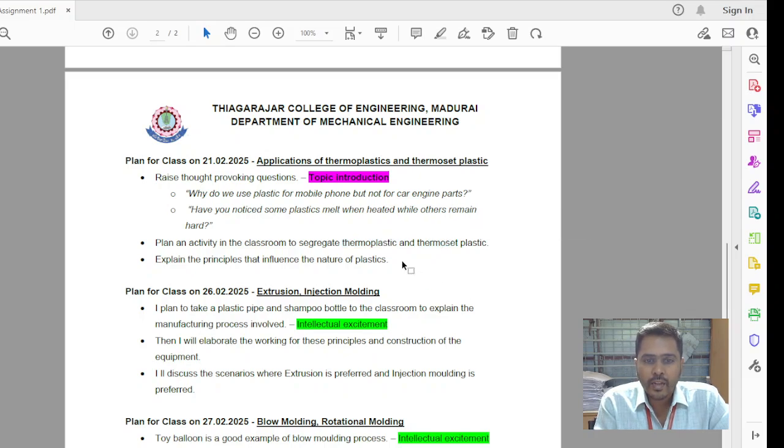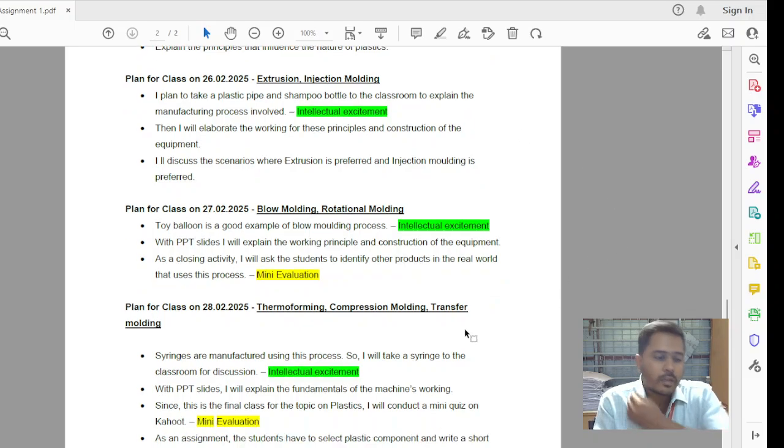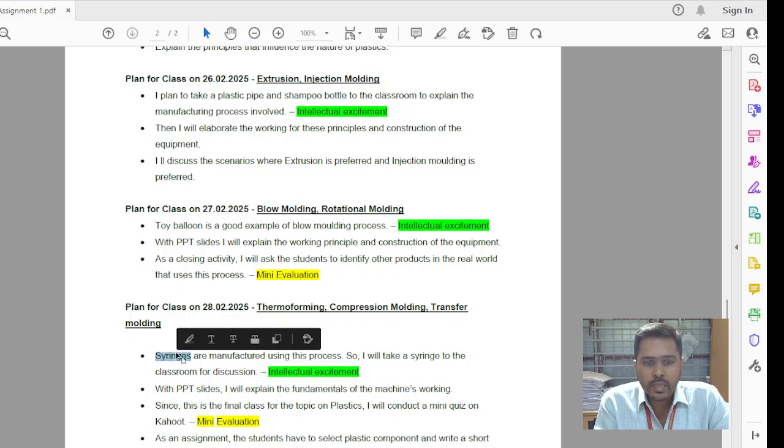This way they will get a clear understanding, and in day-to-day activities when they see various materials, they can identify which plastics are used in a specific application. And the next three topics come under the manufacturing of these plastics. So to bring intellectual excitement, I would like to bring a plastic pipe, a shampoo bottle, a toy balloon, and syringes to the classroom on these specific dates gradually. So they will get an understanding of the different types of plastics and the various manufacturing principles involved.